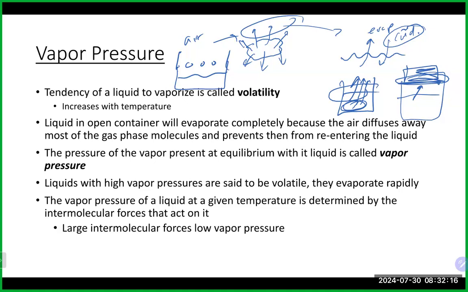If they have a high vapor pressure, the only way to get a high pressure is you probably need a good amount of molecules flying around, and that means that a lot of them have evaporated and go into the gas phase relatively easily. The vapor pressure of a liquid is determined by the intermolecular forces. The larger the intermolecular force, the lower the vapor pressure. That means fewer molecules are going to make their way up, so you will have a lower vapor pressure as a majority of them will stay in the liquid phase rather than going into the gas phase.